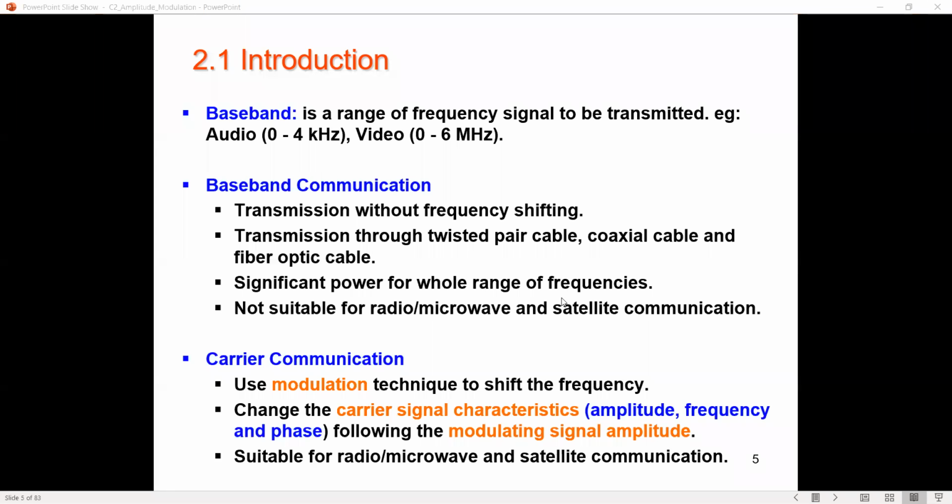For carrier communication, we use modulation technique. This modulation will change the carrier signal's characteristics. Carrier communication is suitable even for wireless. So for wireless, we must use modulation.